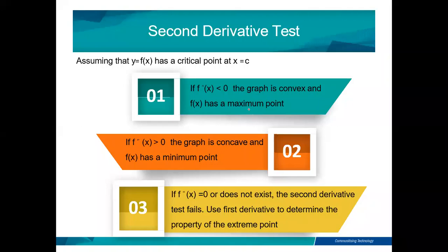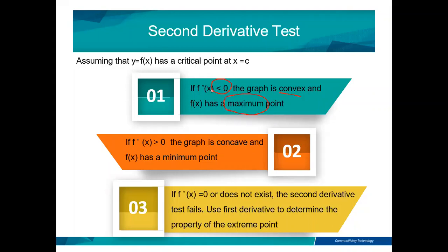So we continue with the second method of finding the nature of the function by using the second derivative test. Assuming that the function has a critical point at x equal to c, if f double prime x is less than 0, the graph is convex, and the function has a maximum point. This is the point that you have to highlight.